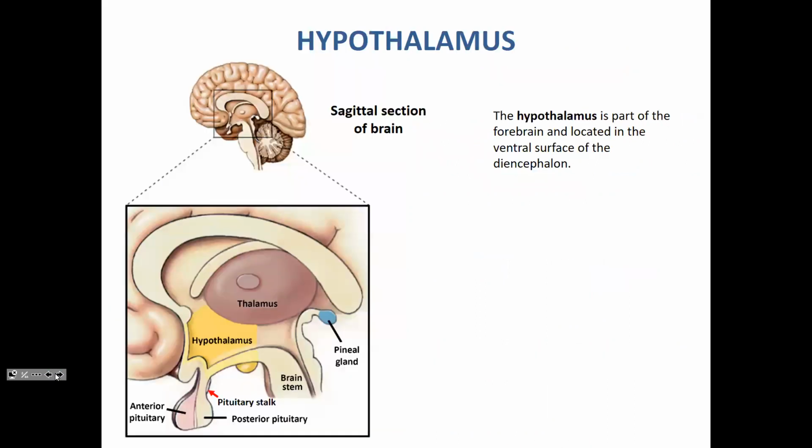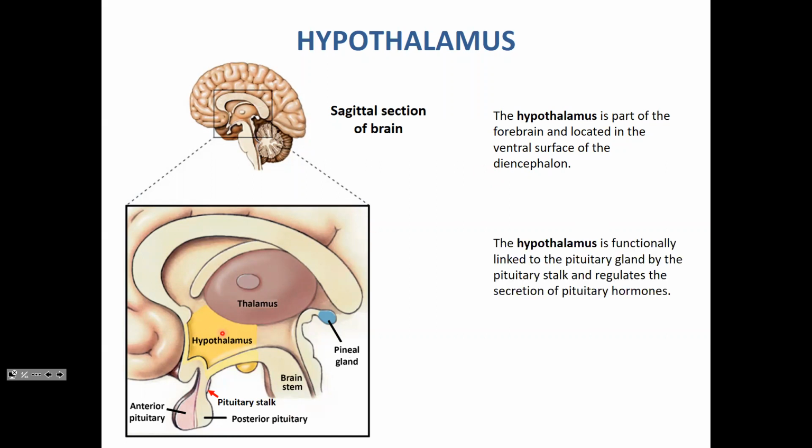All right. So this is a view of the hypothalamus. This is a sagittal view of the brain, right? And this is a blow up in this cartoon. As you can see, the hypothalamus is above the brainstem and below the thalamus, hence hypothalamus. The hypothalamus is part of the diencephalon. This is the forebrain, the posterior part of the forebrain.